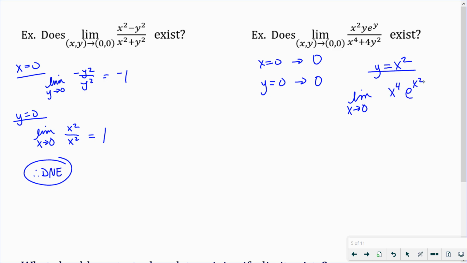Everybody okay? On the bottom, I'd have x to the fourth plus 4 times y squared, and if y is x squared, then y squared would be x to the fourth. So you see how all the x to the fourths can cancel out? I have e to the x squared over 5. Is everybody okay with that? Alright, so my limit as x goes to 0 of this, yes, I put 0 in, I'm going to get 1/5. That doesn't match my 0, so the limit does not exist.